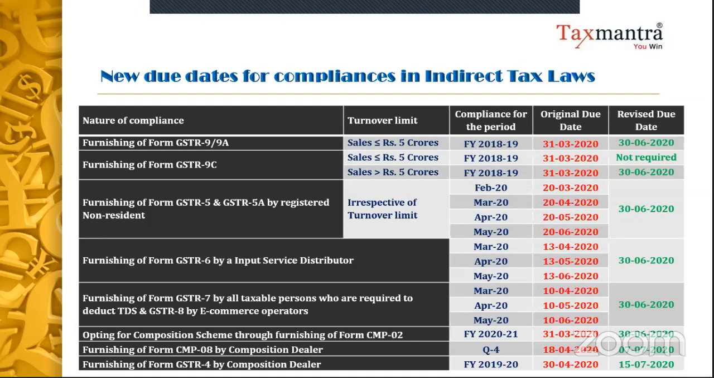Furnishing of GSTR 6 by an input service distributor. The earlier due dates for the months of March, April, and May were 13th of April, 13th of May, and 13th of June. Now it has been extended to the 30th of June.